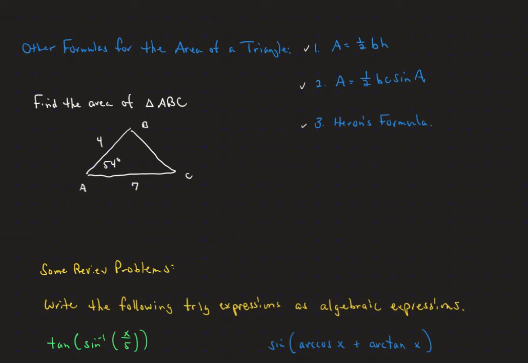So let's use this second formula on the triangle that we are shown. In this case, we can say the area is going to be 1/2, times our side lengths, 4 times 7, and then the sine of the angle in between them, which in this case is 54 degrees. If you plug that into our calculator, making sure you're in degree mode, I believe we are going to get 11.326.